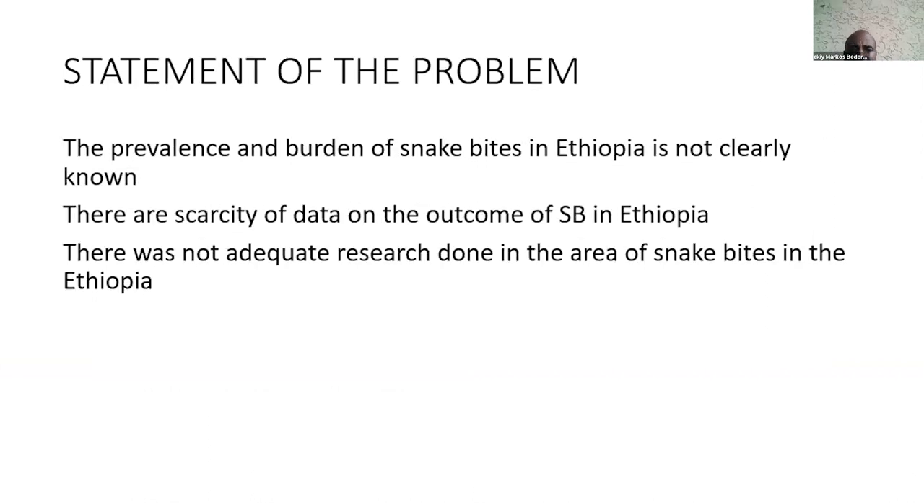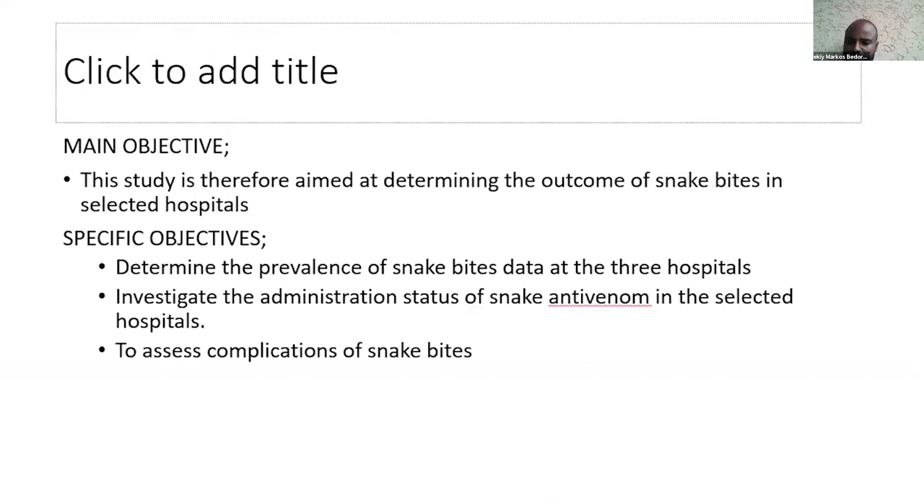And my assessment of the problem was that the prevalence and burden of snake bites in Ethiopia was not clearly known, and there is scarcity of data on the outcome of snake bites in Ethiopia. And there was not adequate research done in the area of snake bites in Ethiopia and developing countries like Ethiopia.